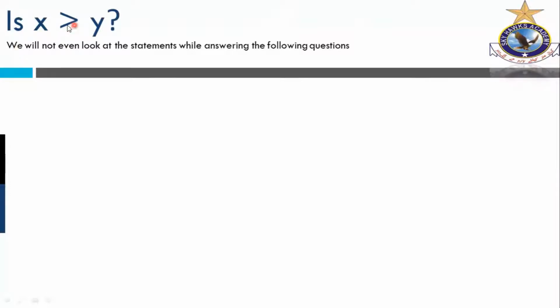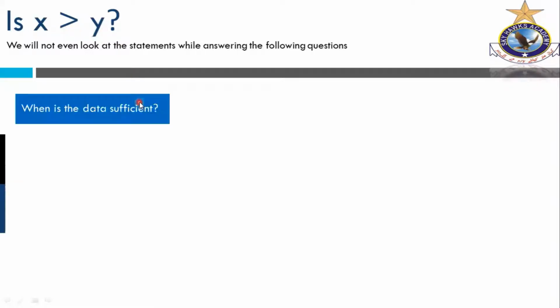This statement is given, but we just have to ignore it, along with what the numbers are and how they are interlinked. Are you getting me? That's why we will not even look at the statements while answering the following questions. Two basic statements are given, and we will have to answer these types of questions. The first question is, when is the data sufficient?